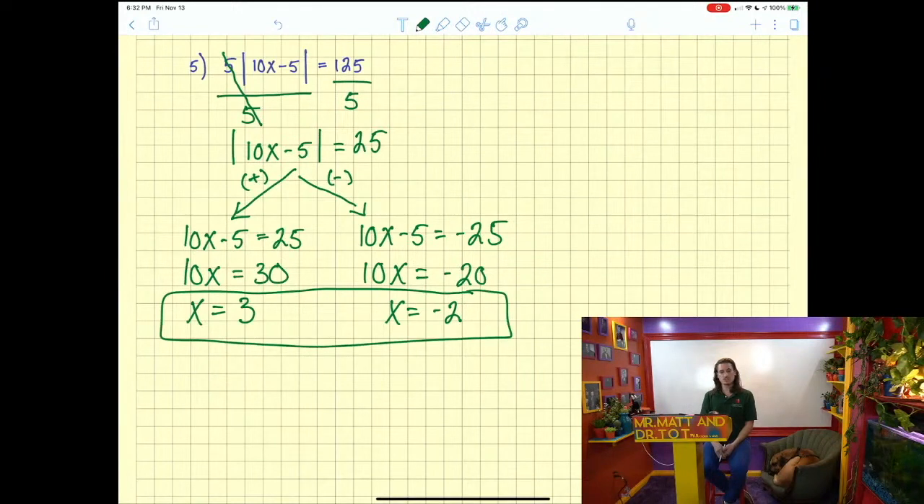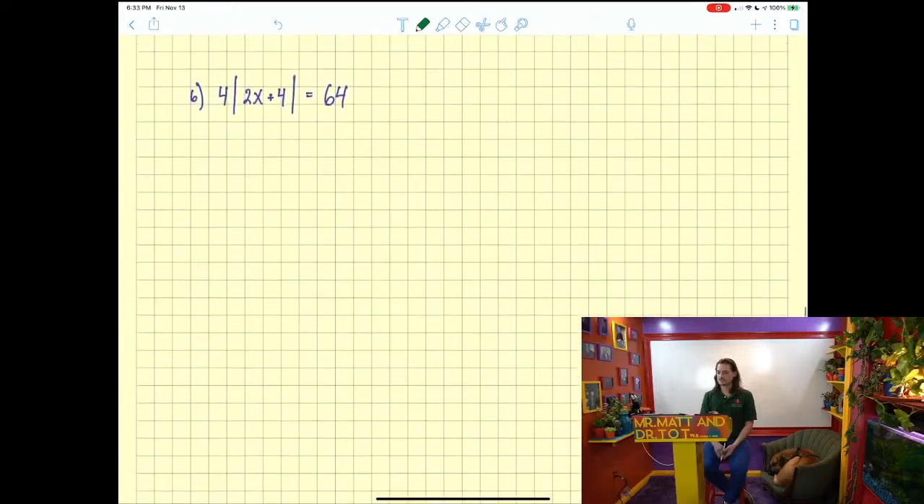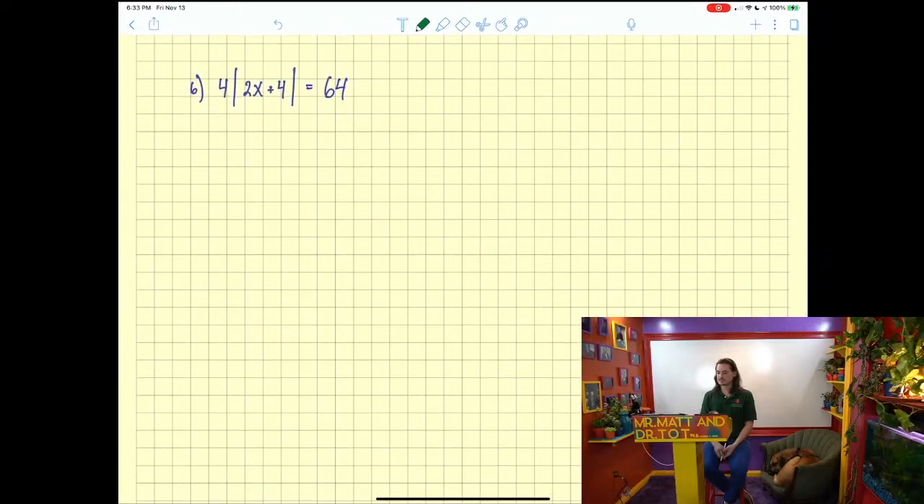If you have any questions, then please let me know. Otherwise, let's take a look at question number 6. So question 6 says 4 times the absolute value of 2x plus 4 is equal to 64. So I'll give you 3 minutes and then we'll go through the solution.